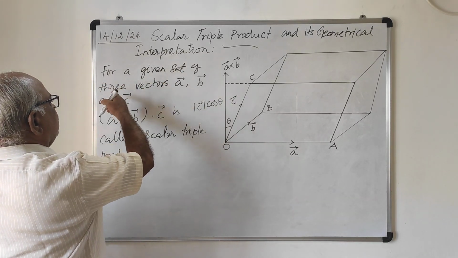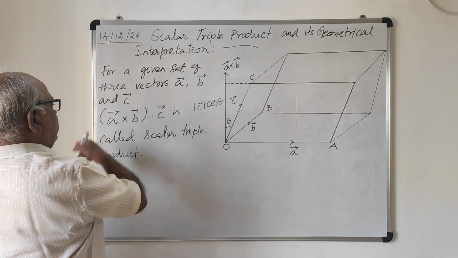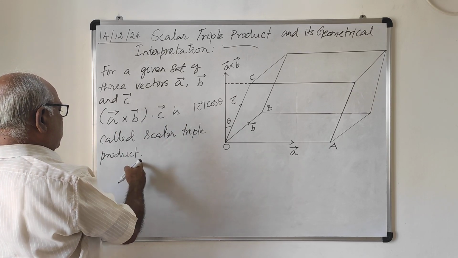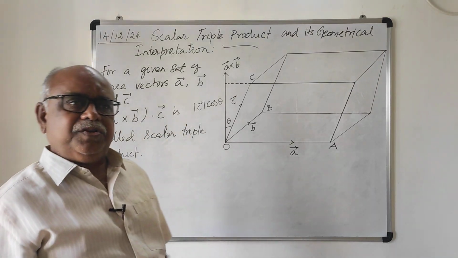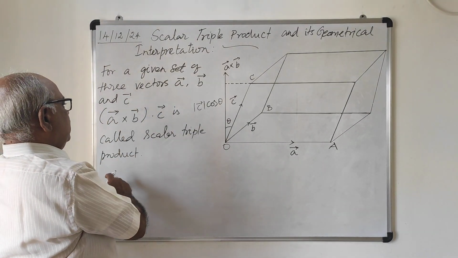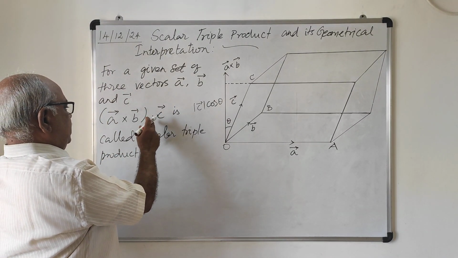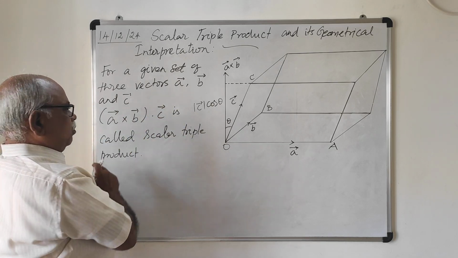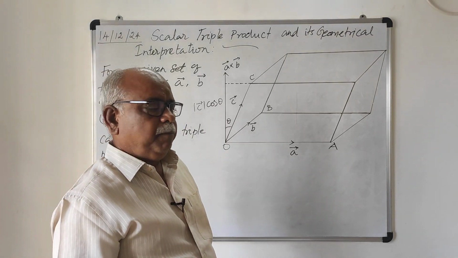For a given set of three vectors A, B and C, A cross B dot C is called Scalar Triple Product of three vectors A, B and C. Scalar triple product of three vectors A, B and C is A cross B dot C. This is called scalar triple product of vectors A, B and C.